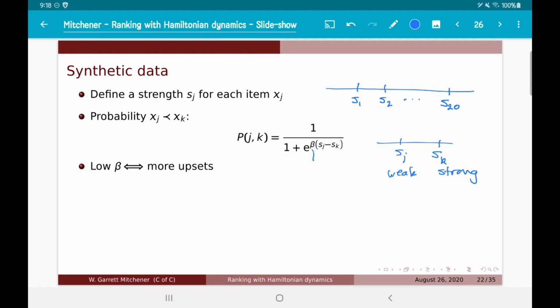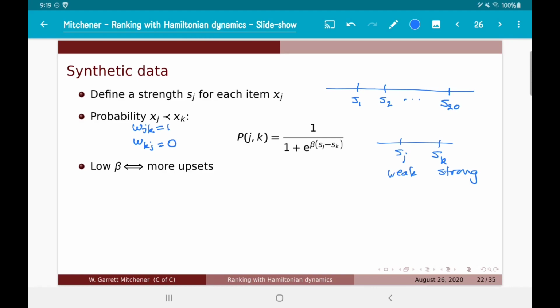I multiply by a positive beta that gives me some control over the overall probability of upsets. And this number will come out to be rather small. So when you do this division, the result will be a number close to 1. So when S sub J is less than S sub K, this happens with high probability. And what that looks like in the W matrix is that you set W sub JK equal to 1 and W sub KJ equal to 0. And so with some small probability, you get an upset and the 0 and 1 are reversed.